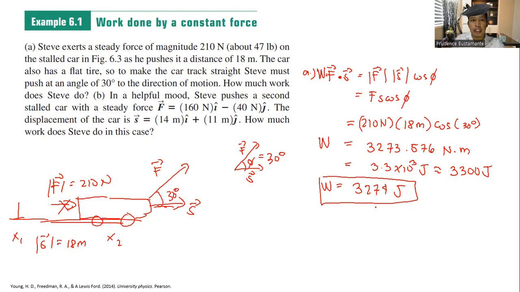However, since we're dealing with significant figures, and we have here two significant figures, our final answer must be in two significant figures. That's the rule of multiplication. So our final answer is 3.3 times 10 to the 3 joules. If your instructor gives you instructions to follow the significant figures, you can give this answer, or if not, you can give the other answer.